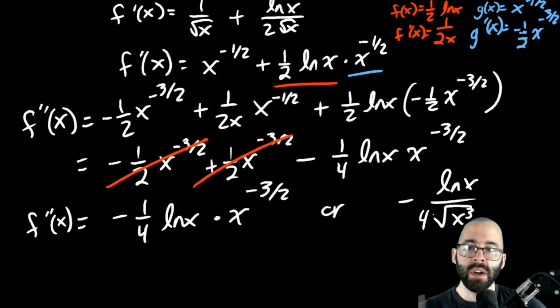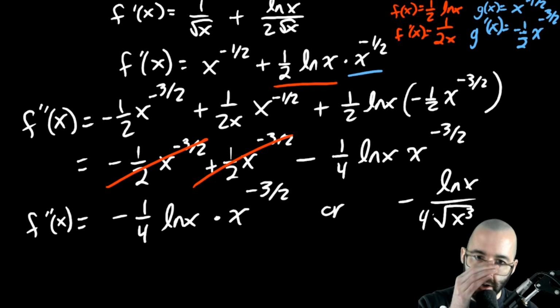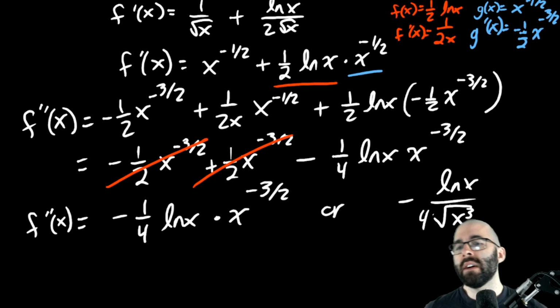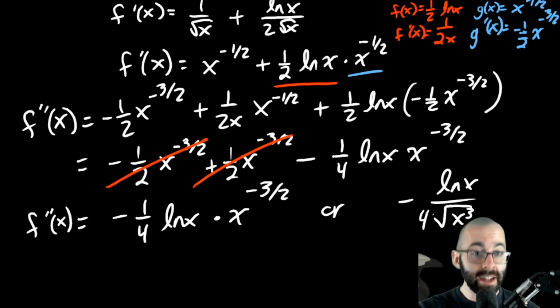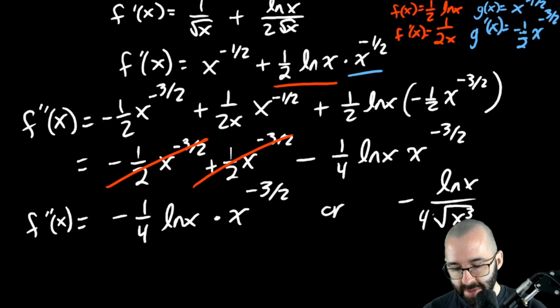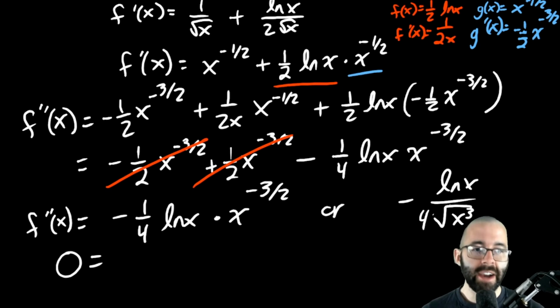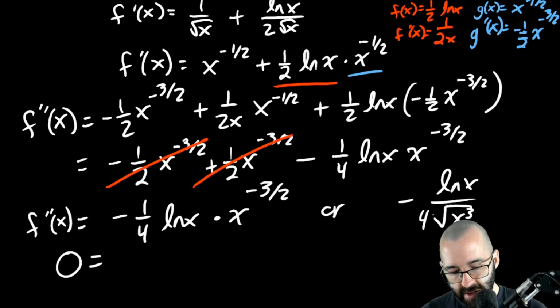So we need to solve this equation for 0 because this is a continuous function on our domain, and so the only time the concavity can switch is when it equals 0. That's the intermediate value theorem. Okay, so let's find when this equals 0, and then we can find our concavity. Let's use this form to find when it equals 0. That'll be a little easier.